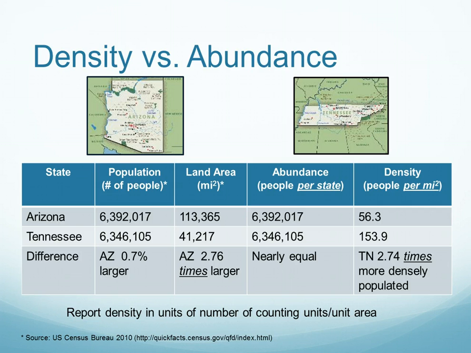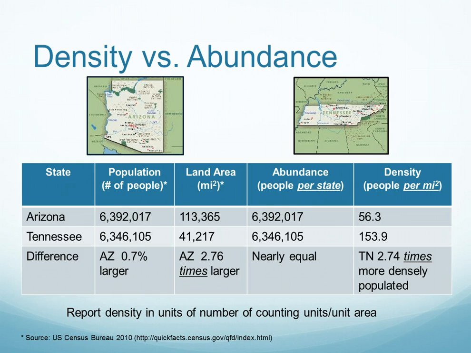Now, the land area of these two states is different. Arizona has over 113,000 square miles, whereas Tennessee is nearly a third of that, at 41,000 square miles. So if we want to describe the populations of these two states, if we discuss them in terms of abundance, they're nearly equal. They have nearly the same number of people per state.